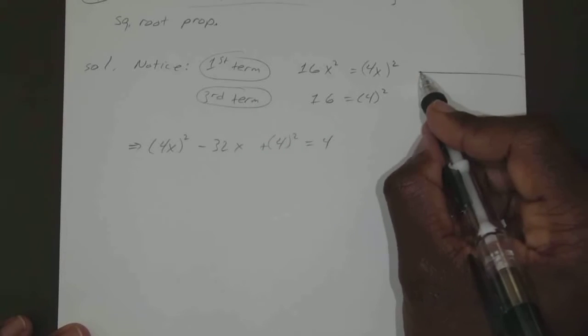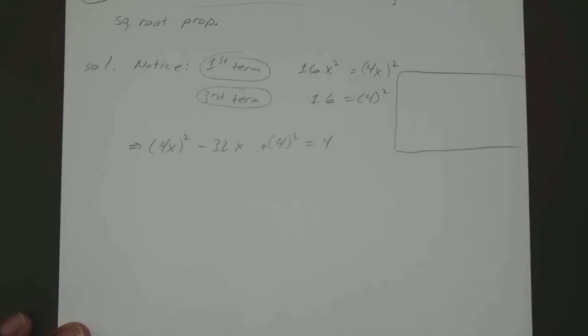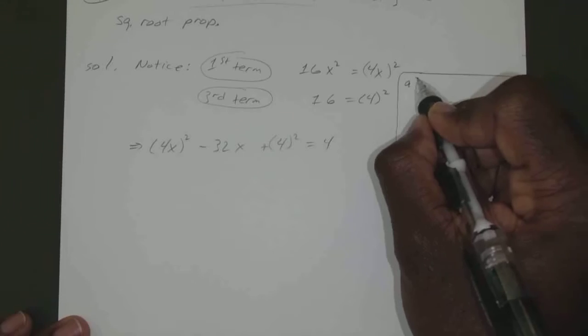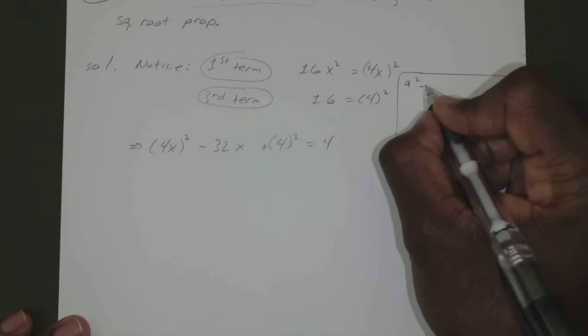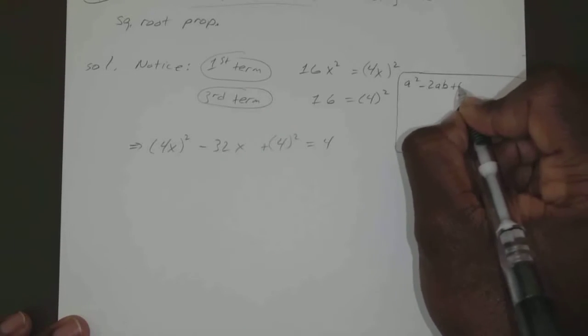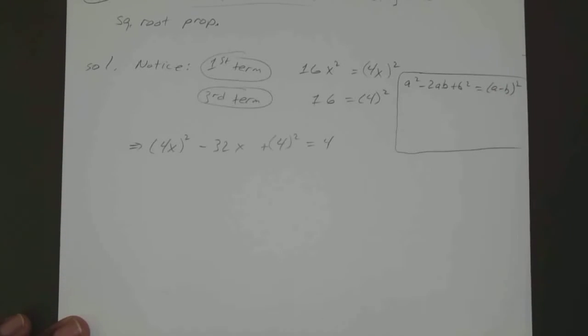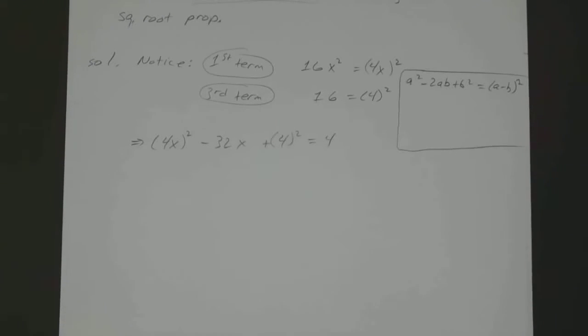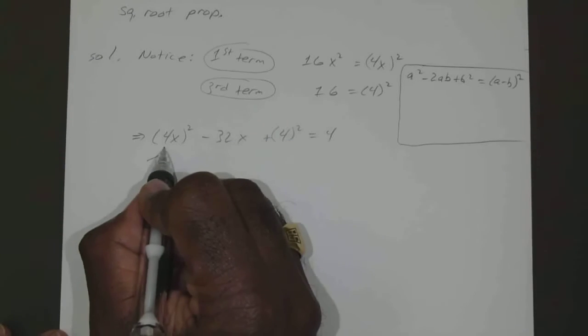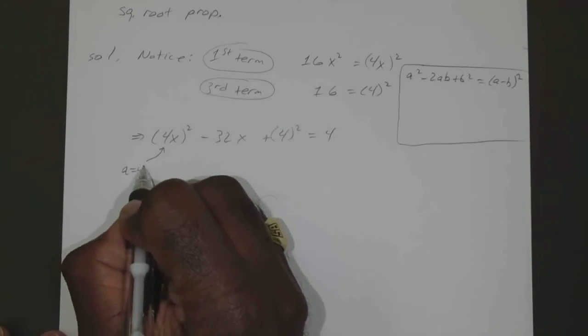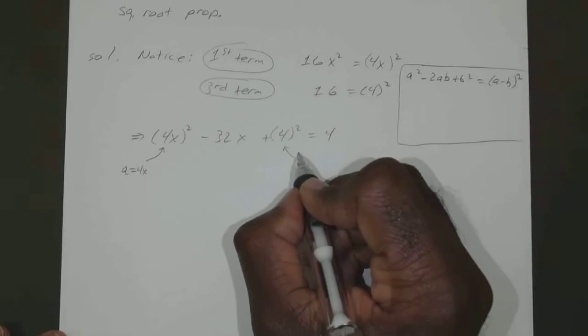Okay. And once again, that's assuming we're trying to see if it's a perfect square trinomial. A squared minus 2ab plus b squared is equal to a minus b squared. Clean that up some. There we go. Okay, so that means this would be our a, and this would be our b.